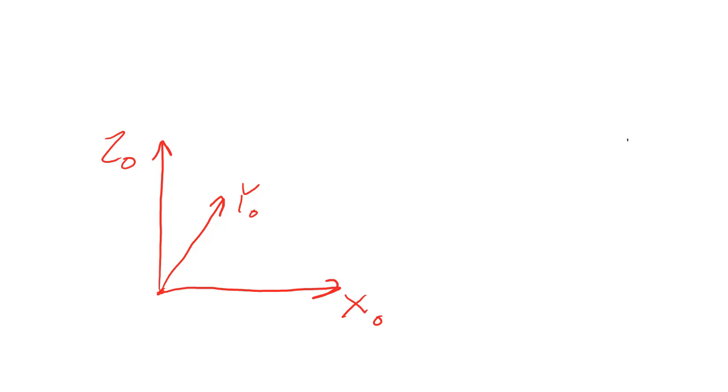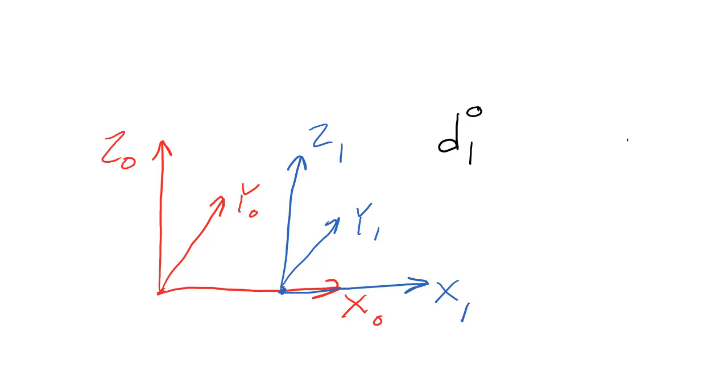Suppose that we have an XYZ 0 frame as shown here. Then suppose that I have an XYZ 1 frame positioned as shown here. From what we learned about rotation matrices last time, you probably recognize that the rotation matrix from 0 to 1 would be the identity matrix. What about the displacement vector? We want to know the displacement vector from frame 0 to frame 1.